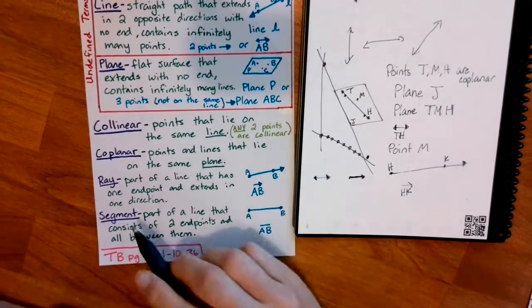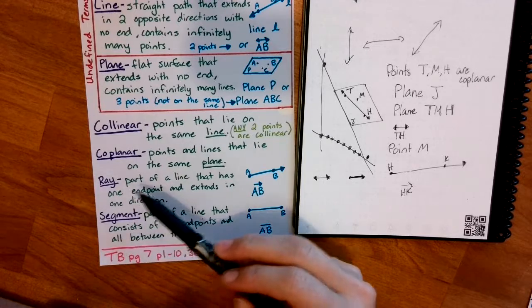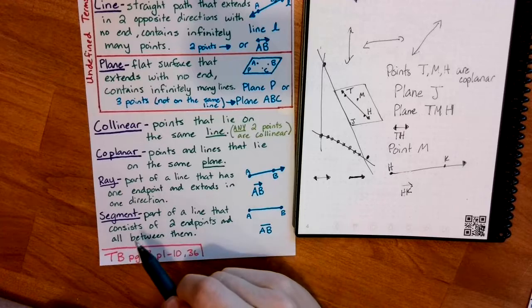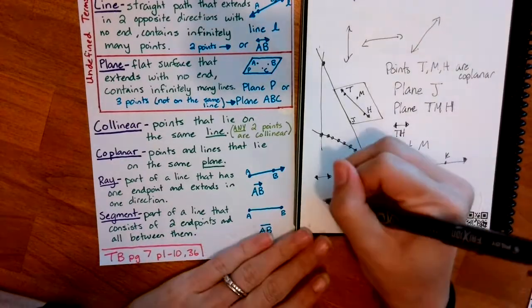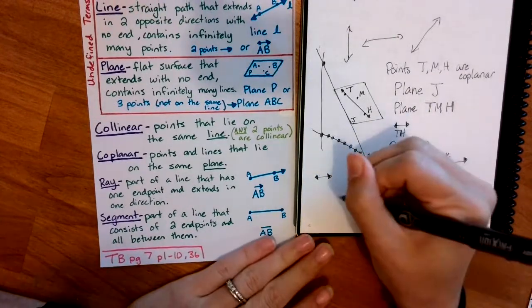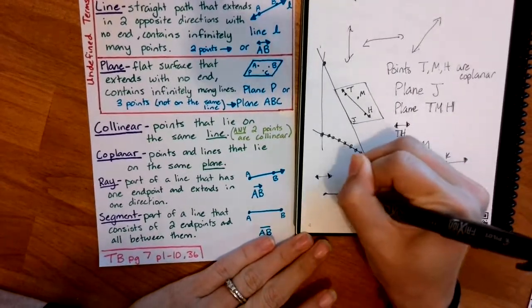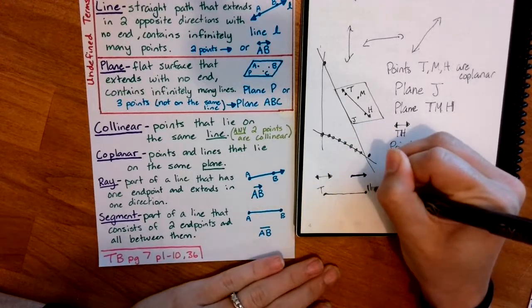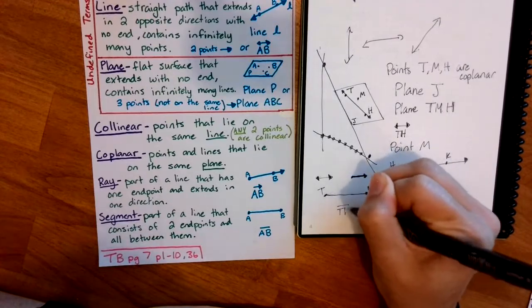And our last one, a segment. And this is what we're actually going to be dealing with a lot more often than rays. Segments are part of a line that consists of 2 endpoints and all points between them. Okay, I should say points. So I have a segment AB right here. And so I just put a little bar over AB. So let's draw another one on here. Let's use TH. And I could have segment TH.